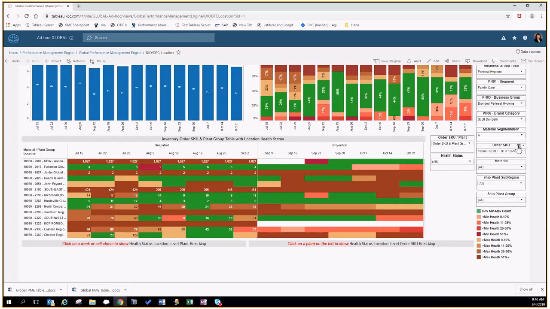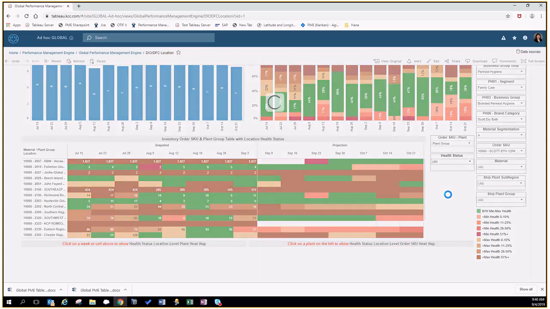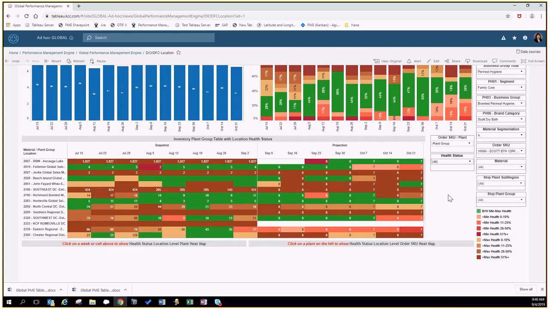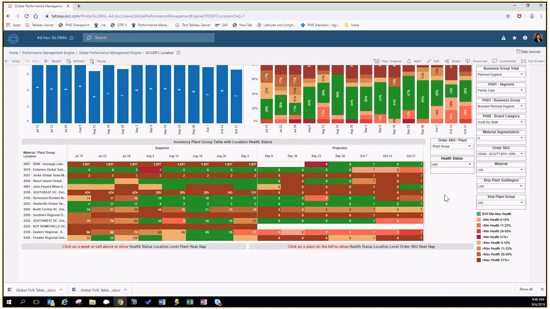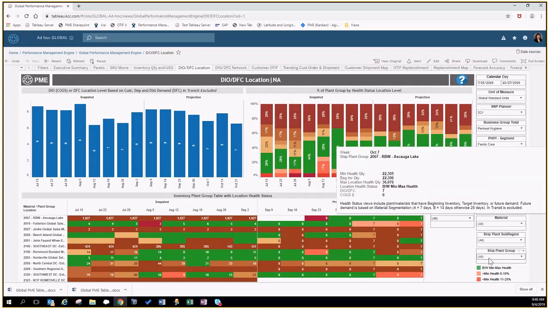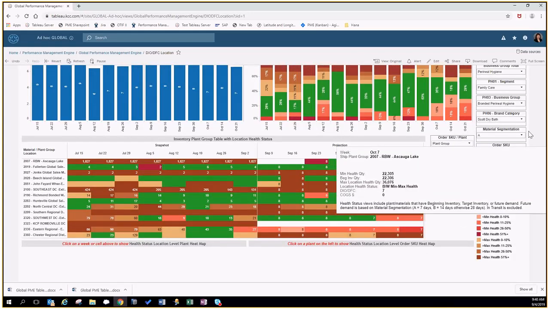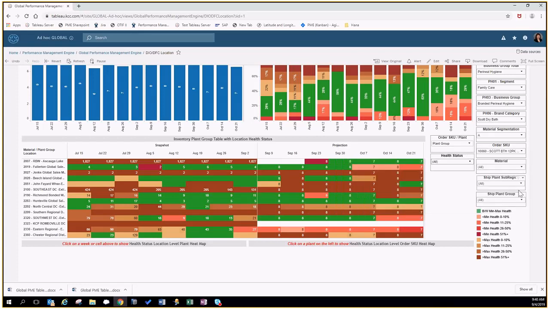I'm going to go back to plant group again. Yeah, so you see that. Now what I'm going to do is I'm going to take out the order SKU, so we're looking at all products again.